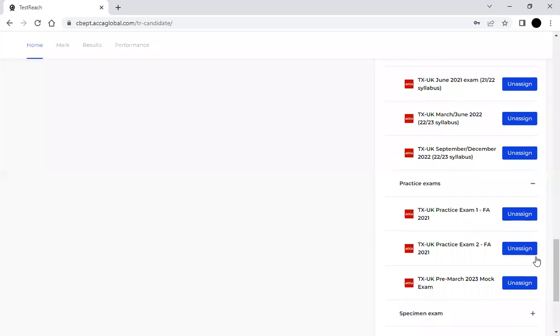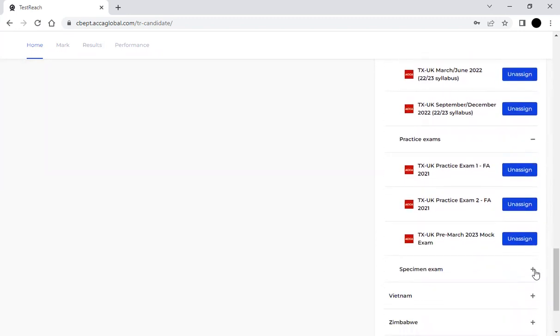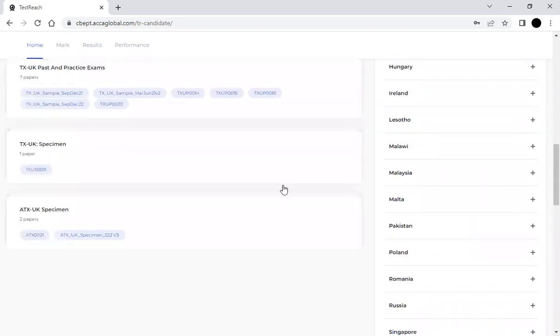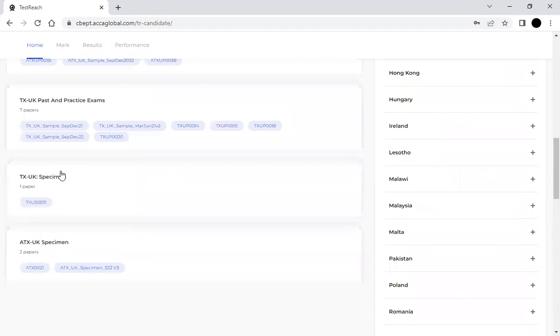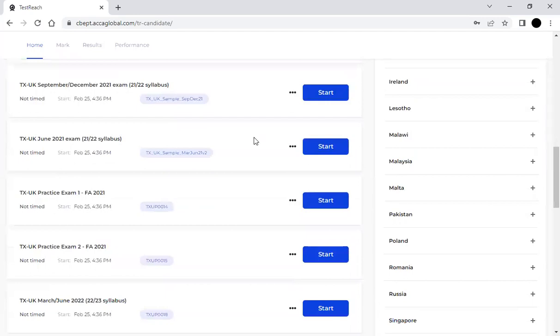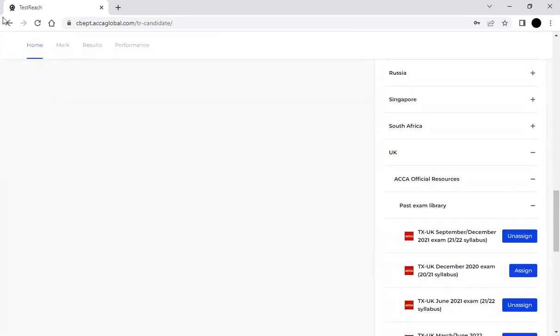Then there are 3 practice exams. So if I look, 1, 2, 3, 4, 4 papers in past exam library, 3 papers in practice exam, and 1 paper in specimen. So in total, there are like 8 papers, which I strongly advise you guys to attempt. And out of these 8 papers, if I open up this one, there are 1, 2, 3, 4, 5, 6, 7 papers and 1 specimen paper. So a total of 8 papers are here.